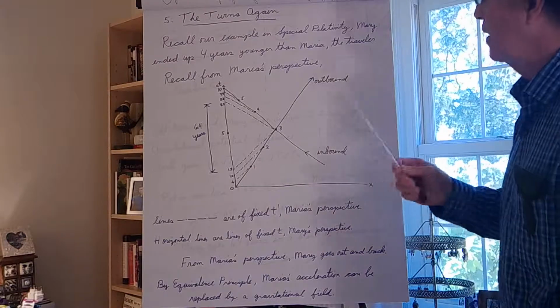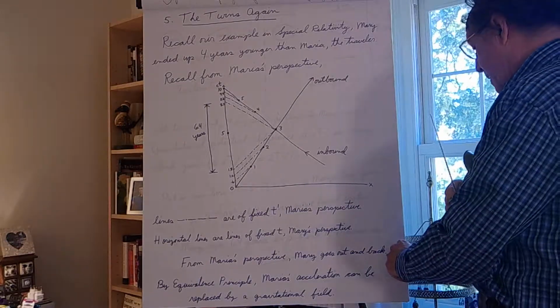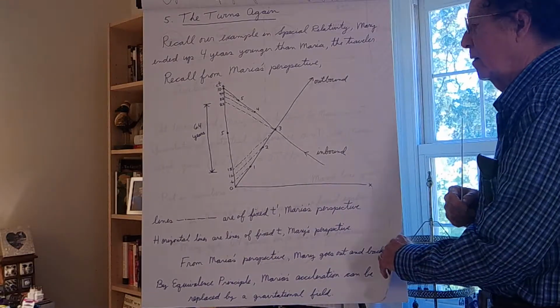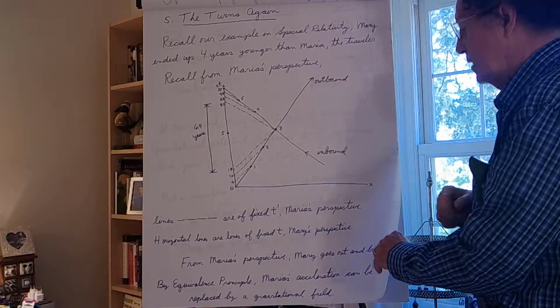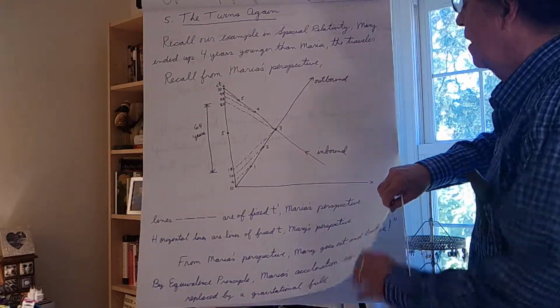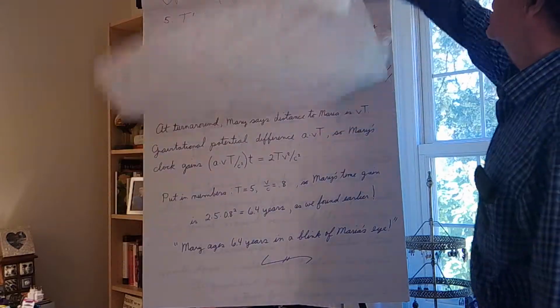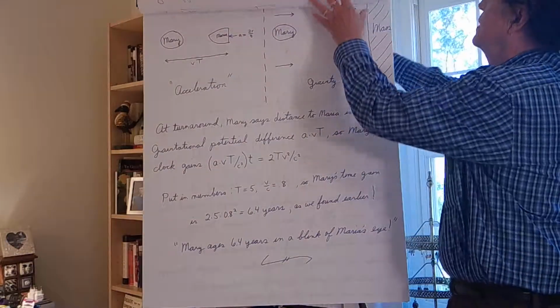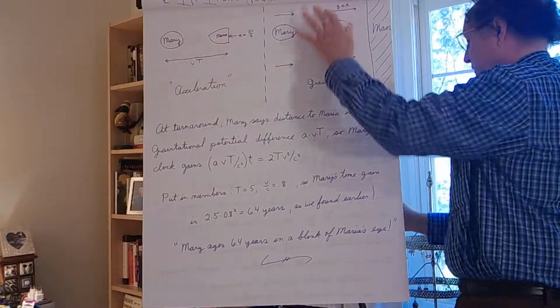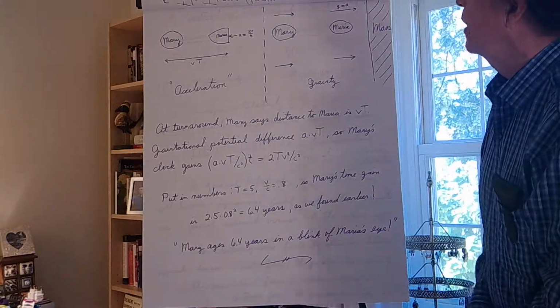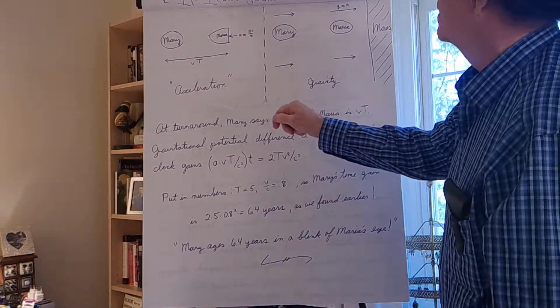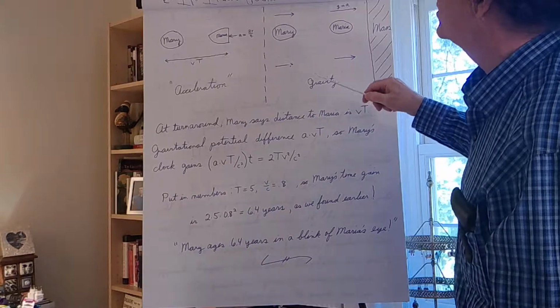And that's the way I want to look at it, because I want to look at her aging and Mary's aging process from the perspective of the rocket, and using the equivalence principle. So here's the event shown in that way. So here we have it as an acceleration.